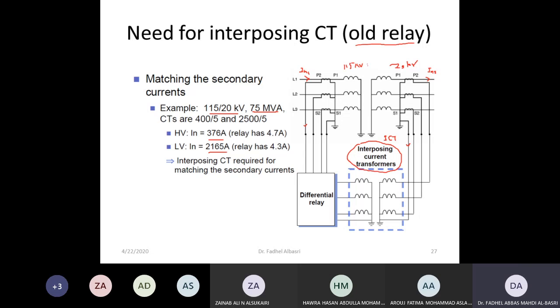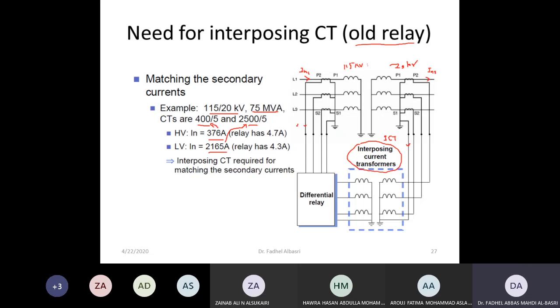Now, what will be the secondary current of the current transformer at the two sides? Based on this full load current, criteria number 1 to choose the CTs is that I will choose a CT ratio higher than this. So I choose, let's say, 400 to 5 for the CT at this side. Then I choose higher than this, 2500 to 5 at the second side. I choose these ratios accordingly.